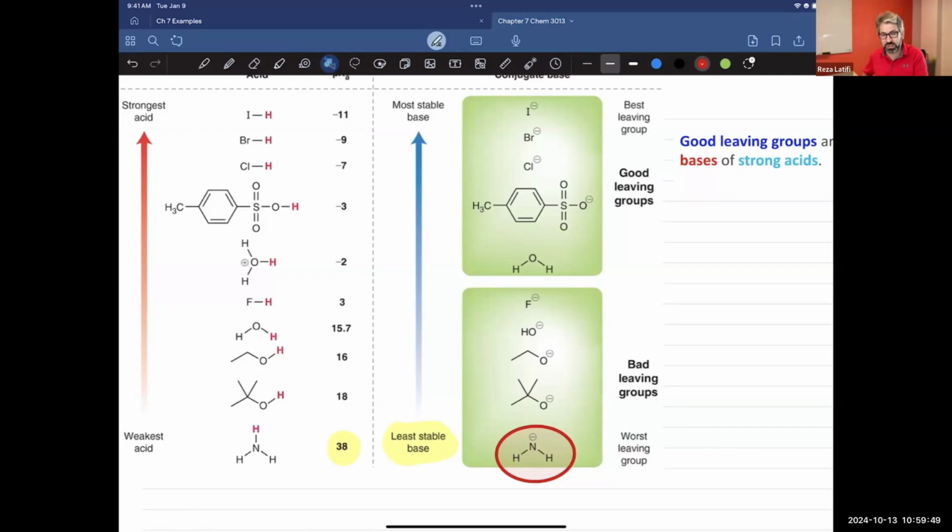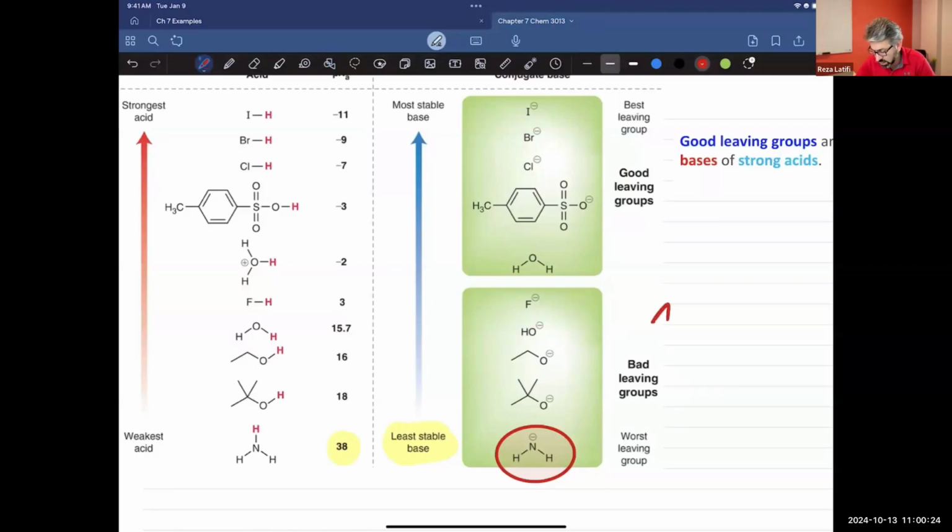And if it's more reactive, that's not going to be a really good leaving group for us, because why on earth would you want to make such an unstable species? The reaction is not going to go in that direction. So if your leaving group is not stable, you'll have a hard time kicking it out of the system. And species like hydroxide, fluoride, or methoxide, or alkoxide.